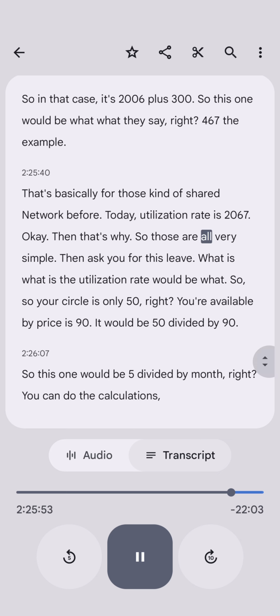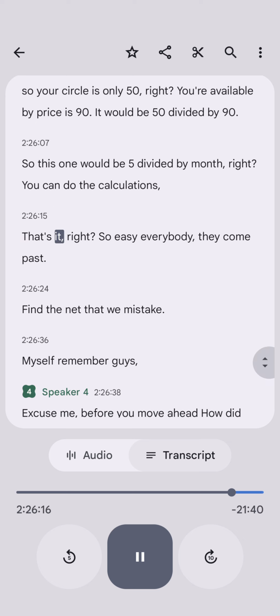The next one. Those are all very simple. Then it asks you, for this link, what would the utilization rate be? Your throughput is only 50, and your available bandwidth is 90, so it would be 50 divided by 90, which is 5 divided by 9. You can do the calculation. Make sense? That's it, so easy.